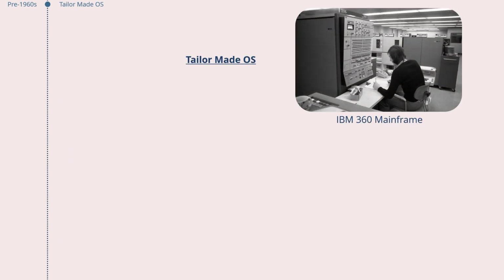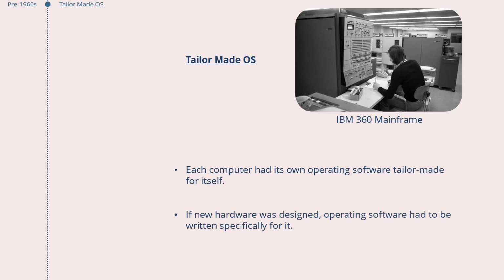We start way back in 1950s. This was the age of the mainframes. What you see in the picture is an IBM 360 mainframe. So during this time period, each computer had its own operating software tailor-made for itself. If new hardware was designed, operating software had to be written specifically for it. Not a very rosy picture indeed.